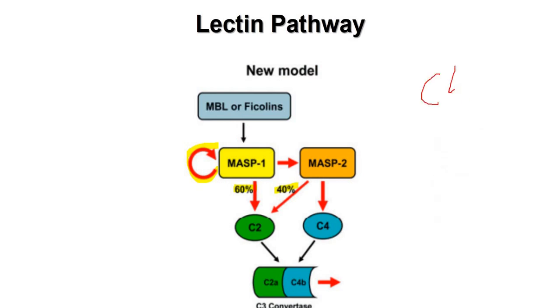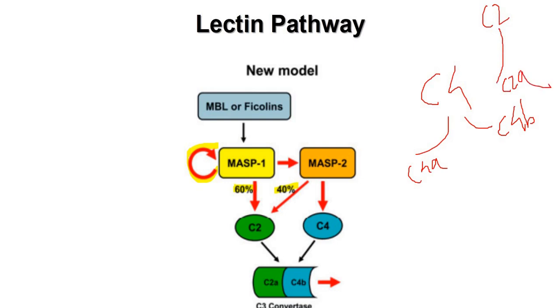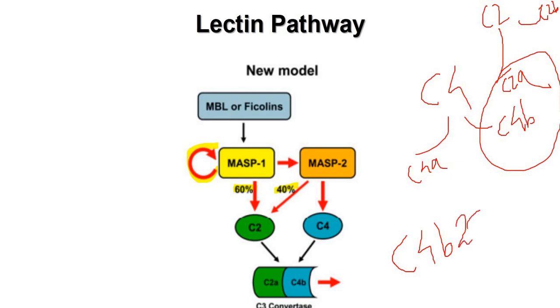C4 is broken down into C4b and C4a. Likewise, C2 is broken down into C2a and C2b. C2a and C4b together form C4b2a, that is your C3 convertase of classical as well as lectin pathway, because the same pathway we are going to use.